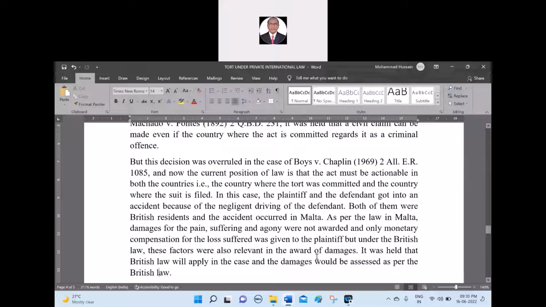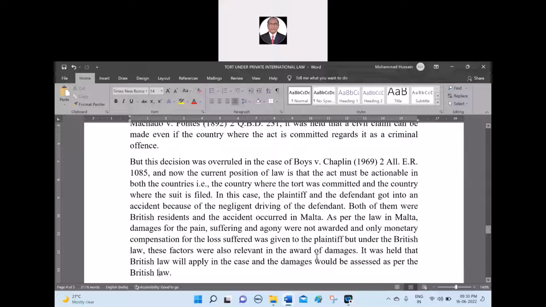The court accepted it. The Malta court accepted it, because as per Malta law the compensation is small, but applying the law of England, the compensation is large. And both are Englishmen. At that instance, if he were a Maltese man, then you could say, why should you follow your law? Because our subject, our citizen, has suffered.